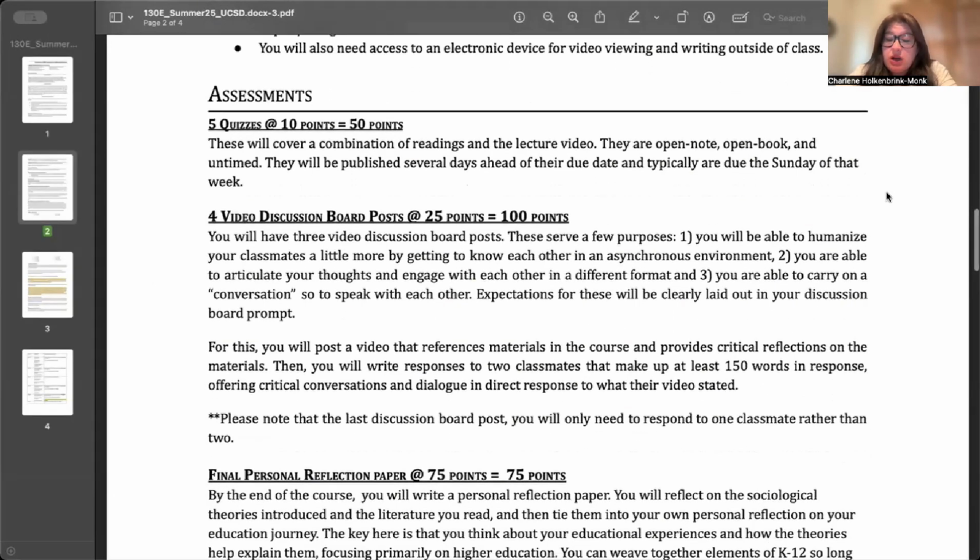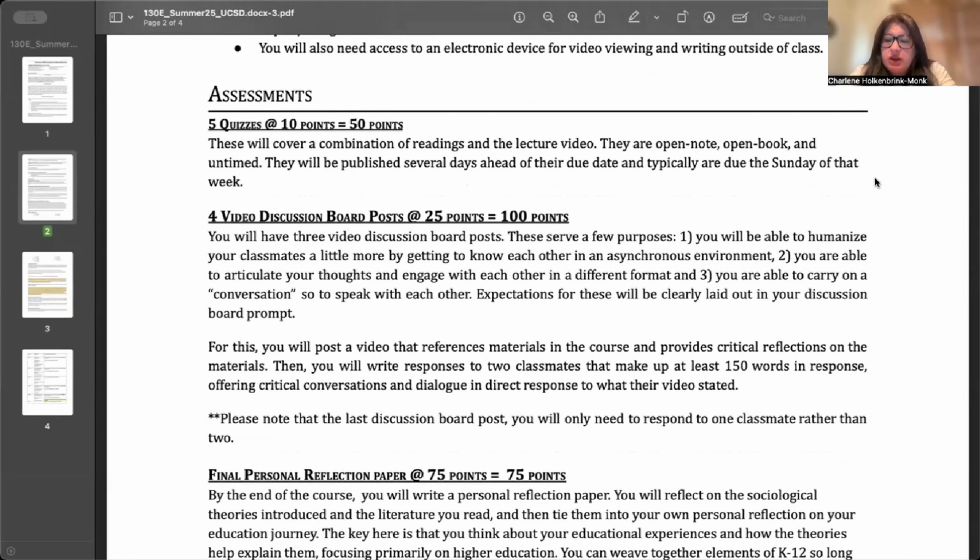So let's get to the assessments and the expectations for the class. So the assessments here, you will have 5 quizzes. They will cover a combination of readings and the lecture video that I'll have posted for you. They are open note, open book, and untimed. They will be published several days ahead of their due date, and they're typically due that Sunday. So what this means is you can use notes, you can use books. They're untimed, so you can go in and check out the questions. It should save for you, and then you can go back in as long as it's before the due date.